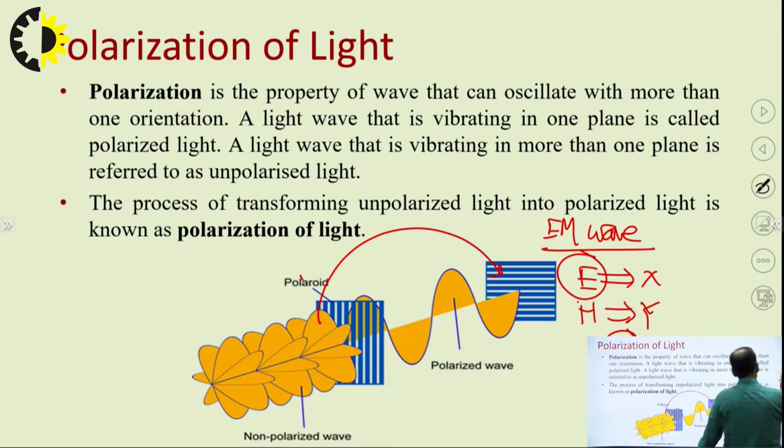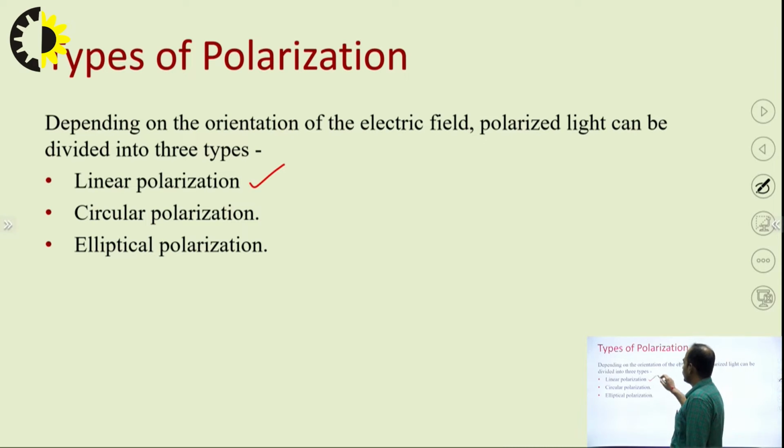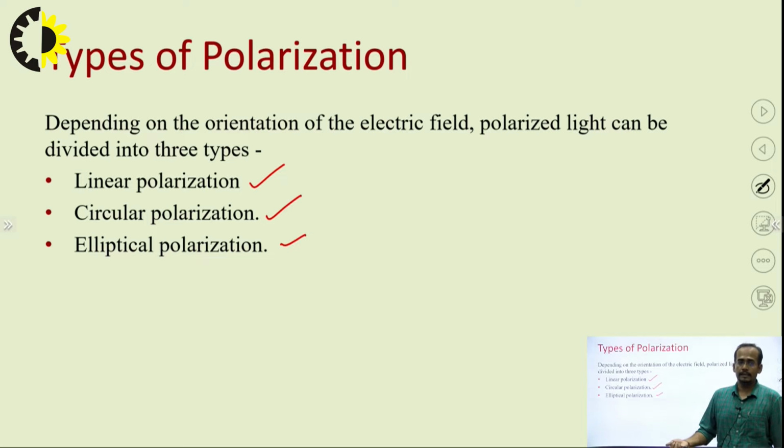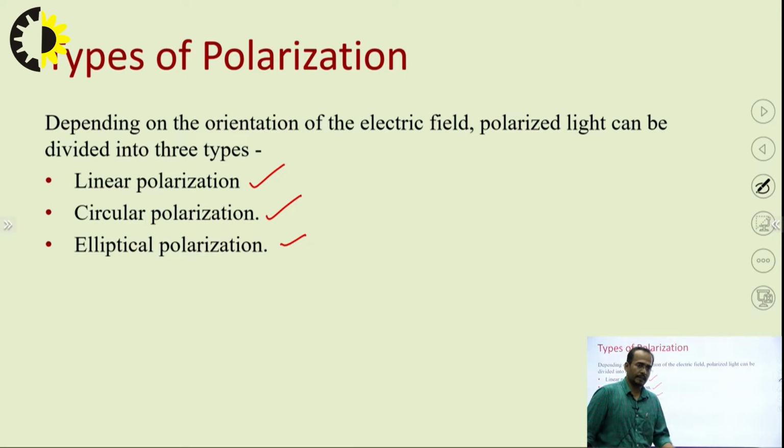Basically there are three types of polarization. Depending upon the orientation of the electric field, polarized light can be divided into three types: linear polarization, circular polarization, and elliptical polarization. So how will you know whether the polarization is linear, circular, or elliptical? This can be found using a mathematical expression.